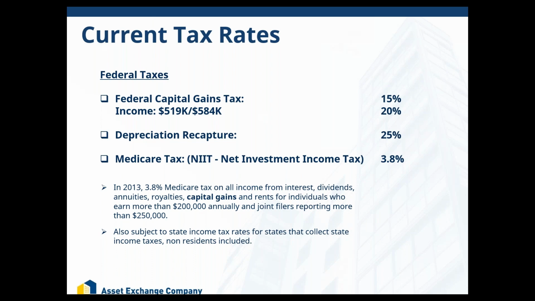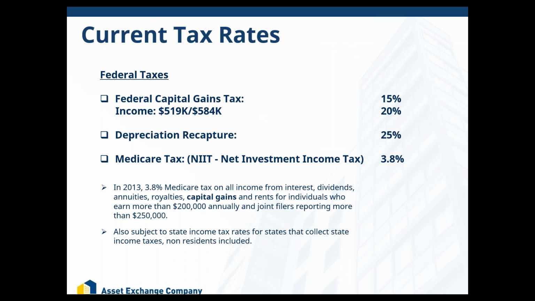Now, the 20% capital gains tax rate is applied if you're single and you have income of greater than $519,000 a year, or if you're married and you have income of greater than $584,000 a year, right? That's where you're at the 20% capital gains tax rate. Now, in addition to the capital gains tax rate, you'd also be subject to another tax. It's referred to as depreciation recapture tax, right? That's an additional 25% tax.